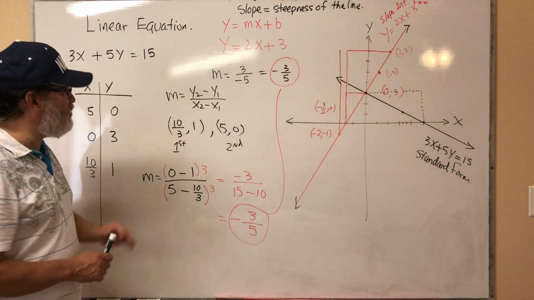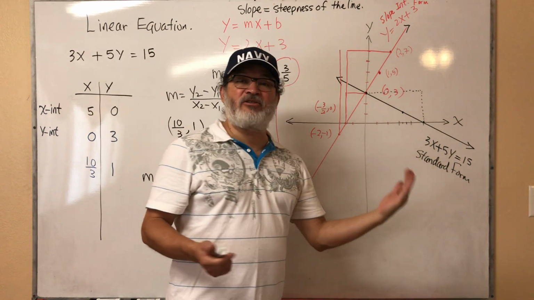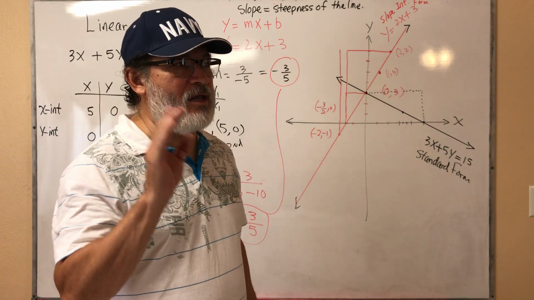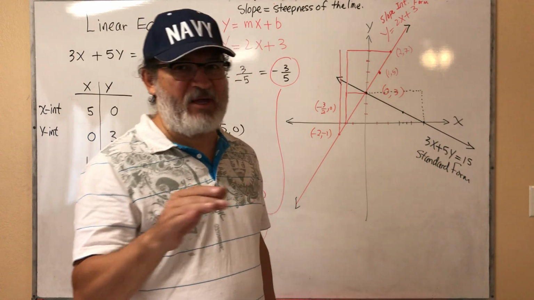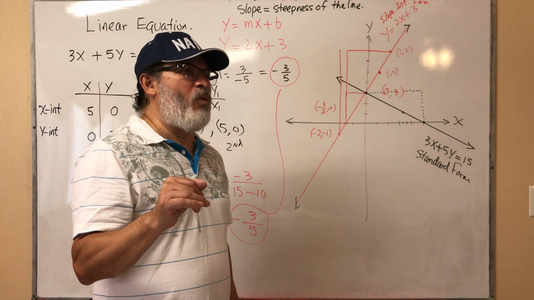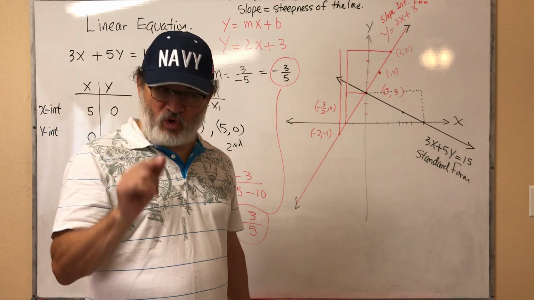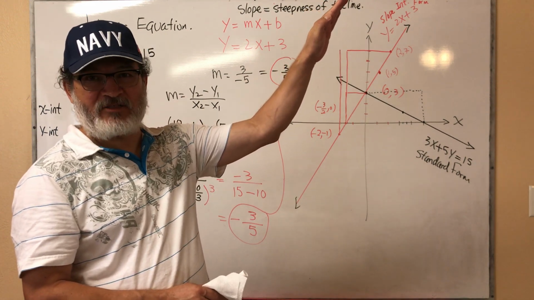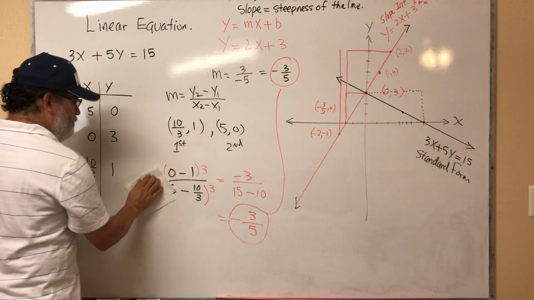Now that we have used this formula, we have also gone to the graph and we rose and we ran and we got the same results. Now don't forget, when a line is decreasing, it has negative slope. When a line is increasing, it has positive slope. Okay, erase this.